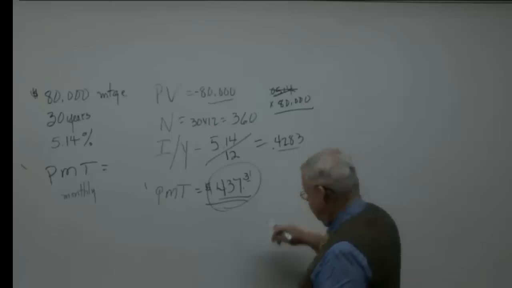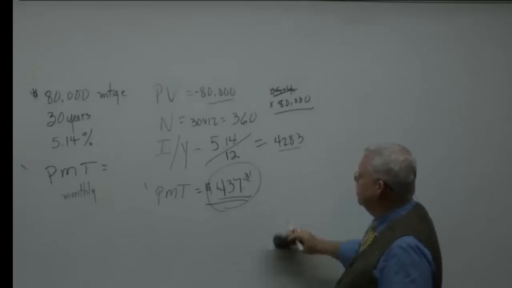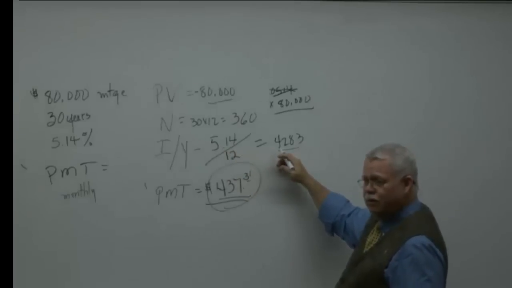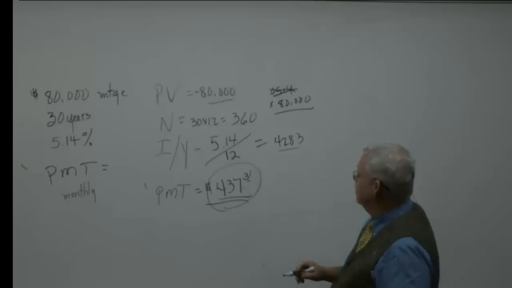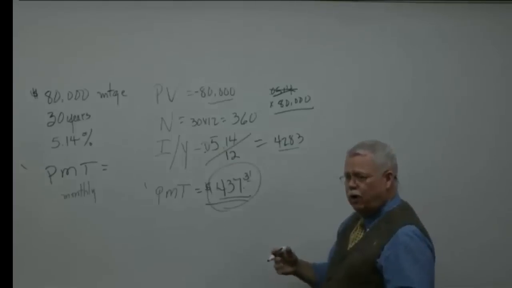Divided. Wait a minute. What am I doing wrong here? What's wrong here? Can you tell me? I don't know. When you take 5 divided by 12, you get that. Oh, it's percent. Do you have to move your decimal over? This is .0514 for percentage wise, right?